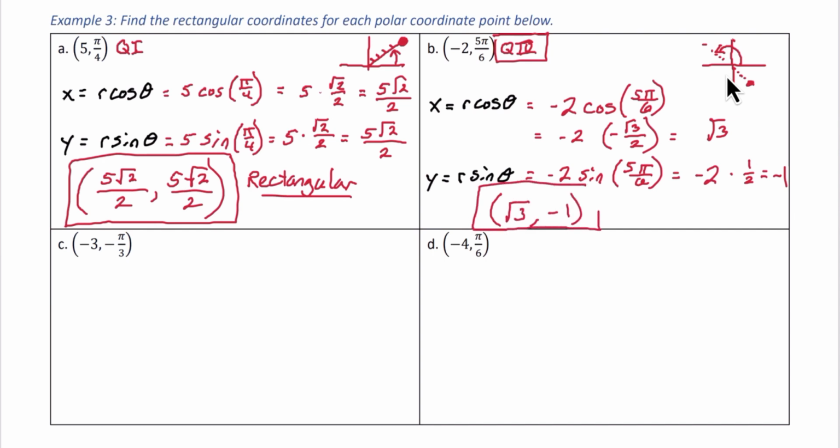And recognize that this is indeed in quadrant 4. Our x value is positive, y value is negative. That's going to push us down into Q4.